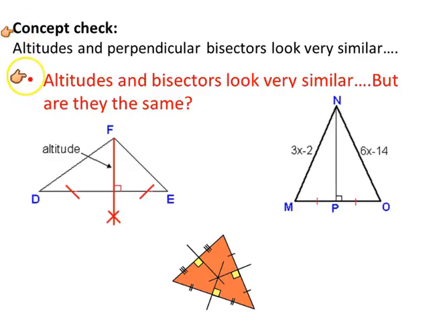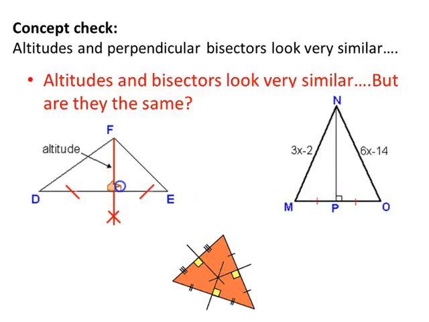Let's do a quick concept check. Altitudes and perpendicular bisectors look very similar, don't they? Here's an altitude and here's a perpendicular bisector. So altitudes and bisectors look similar, but are they the same? So again, here's an altitude. We start at a vertex and we intersect at 90 degrees opposite of the vertex. Here is a perpendicular bisector. Are they the same thing? They are not. So what is different about them?